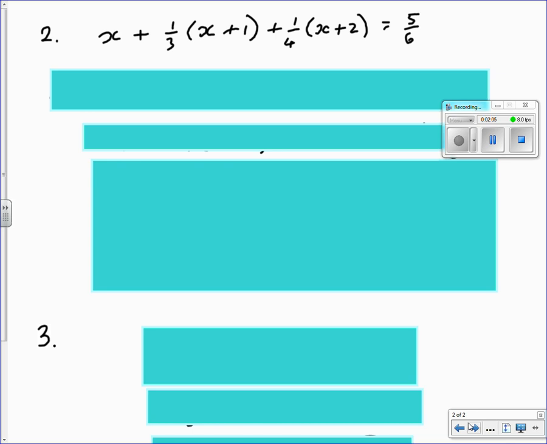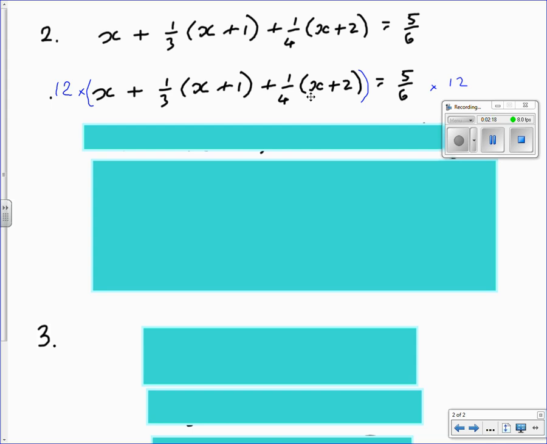This example is one with fractions. I need to multiply both sides by something which 3, 4, and 6 all divide into. I'll multiply by 12. So I'm going to multiply the whole of the left-hand side by 12 and the whole of the right-hand side by 12.